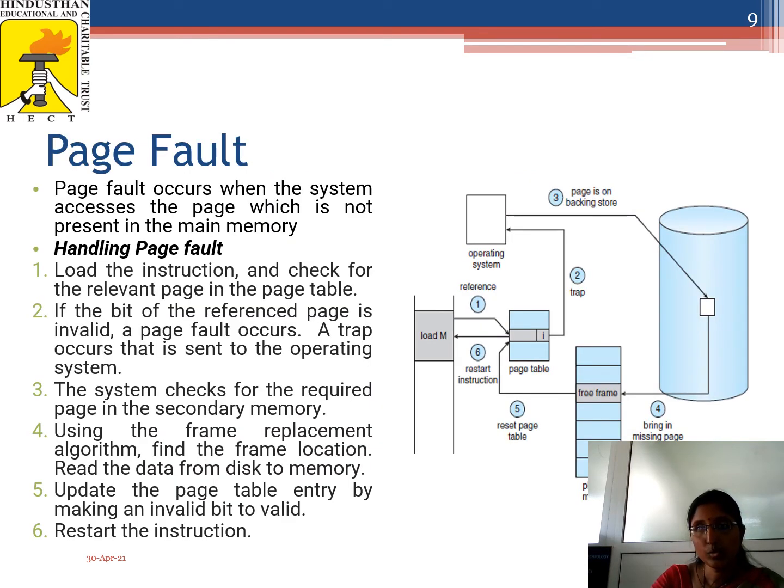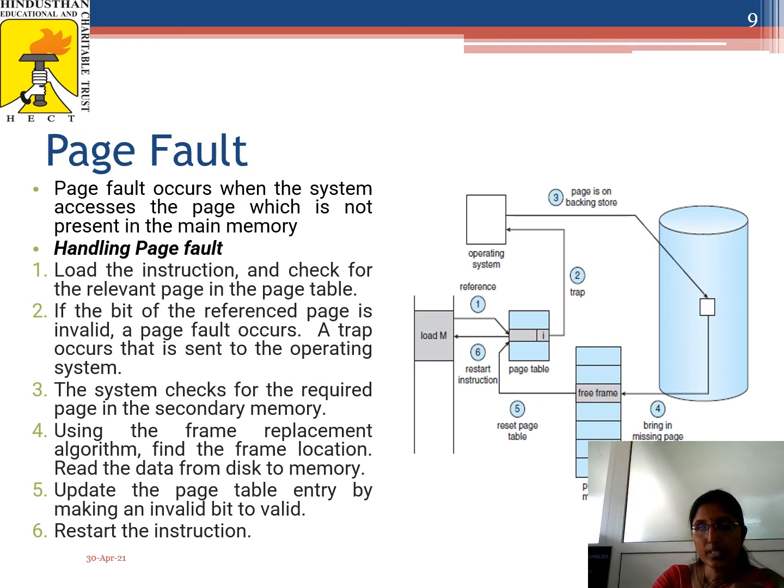Now we discuss the page fault. A page fault occurs when the processor tries to access any page which is not present in memory. Here the page fault is handled by the operating system using the following steps. When the processor tries to execute an instruction, the corresponding page should be in main memory. Hence, the operating system checks the relevant page in the page table. If the bit of the referenced page is invalid, then a page fault occurs. Here, a trap signal is sent to the operating system to inform about the page fault.